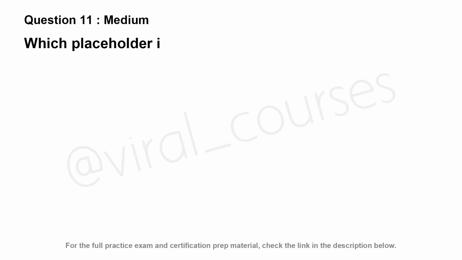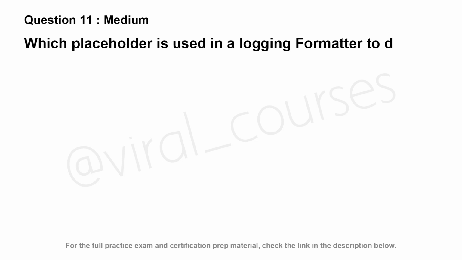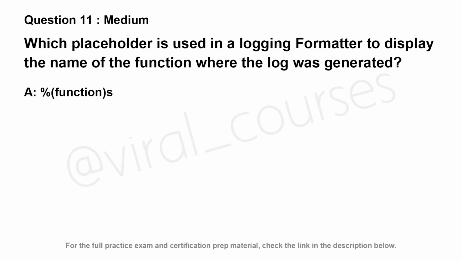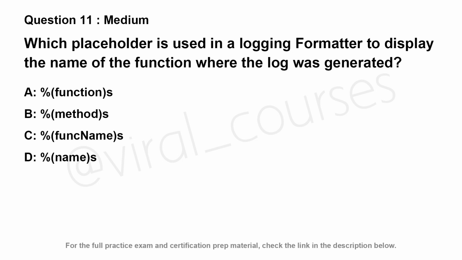Which placeholder is used in a logging formatter to display the name of the function where the log was generated? Option A, %(function)s. Option B, %(method)s. Option C, %(funcName)s. Option D, %(name)s.